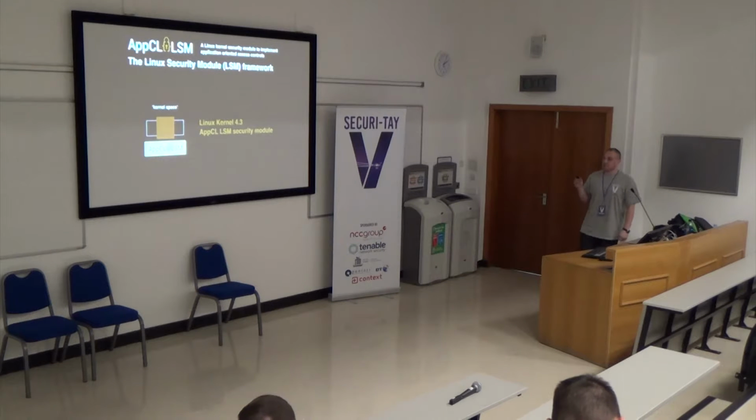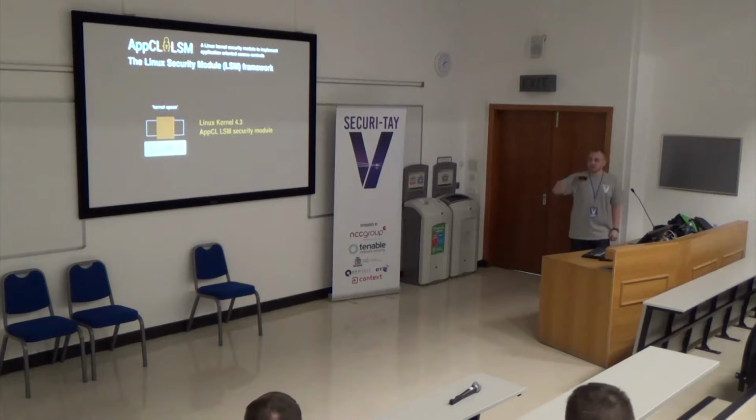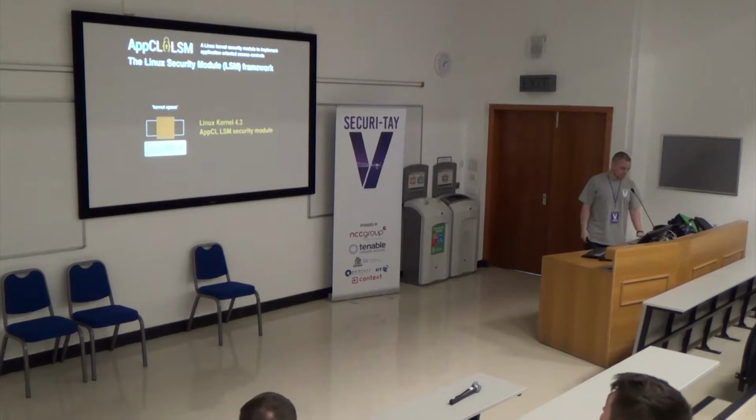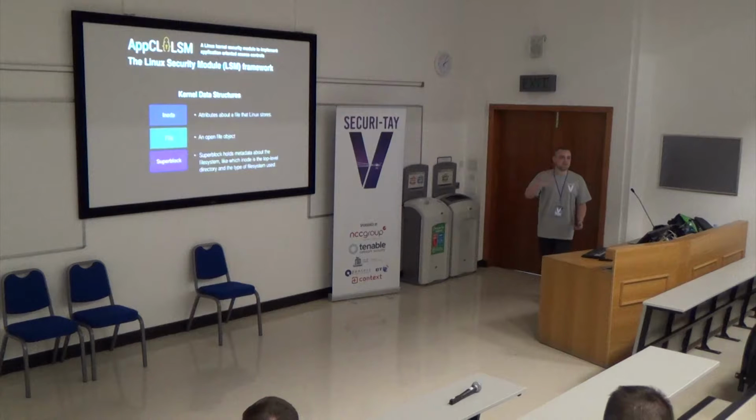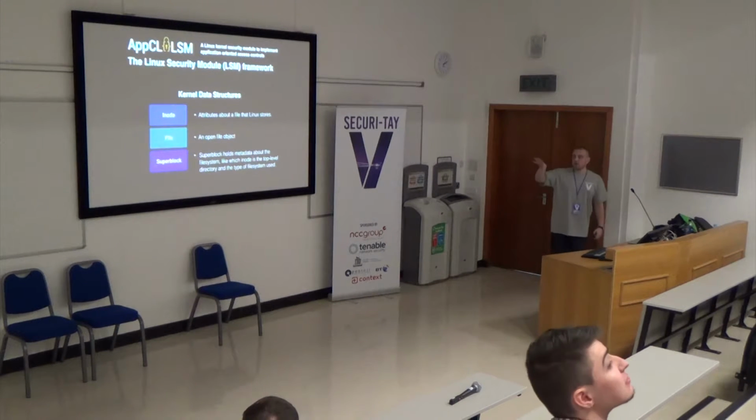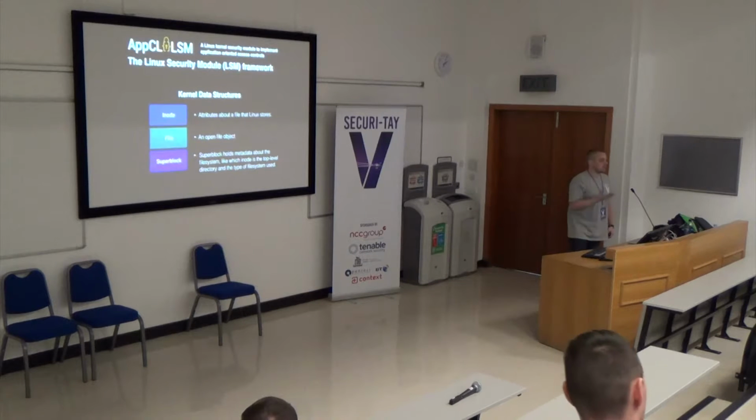So where we're looking now with this Linux Security Module framework is in the kernel, where my module is. I'm quickly going to mention some kernel data structures just because they're relevant to what I'm going to be saying as I go forward. We've got our inode, which is what most of us see as a file, the file that's actually stored on the disk. So the inode is the attribute about a file that Linux stores.